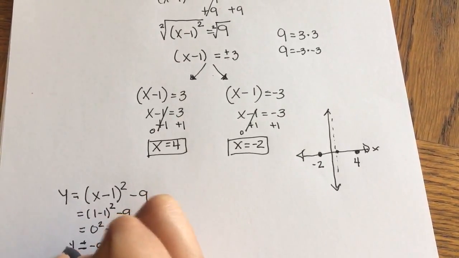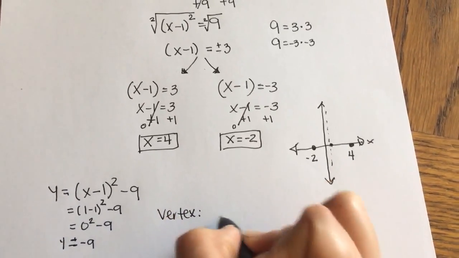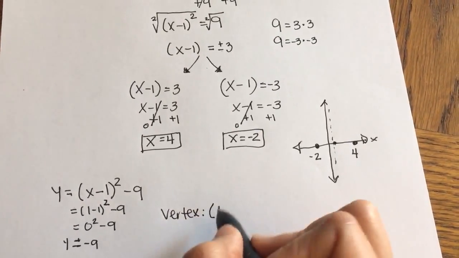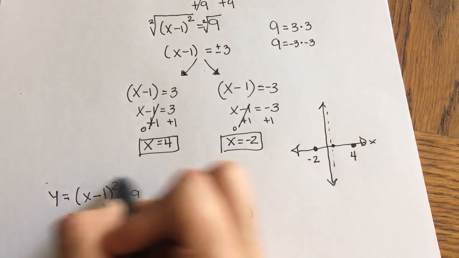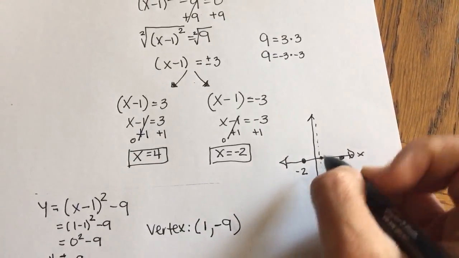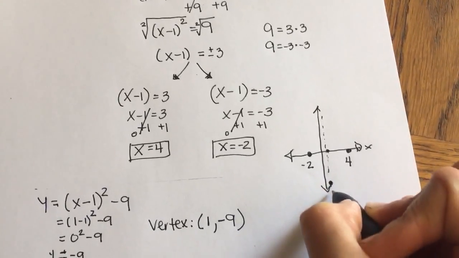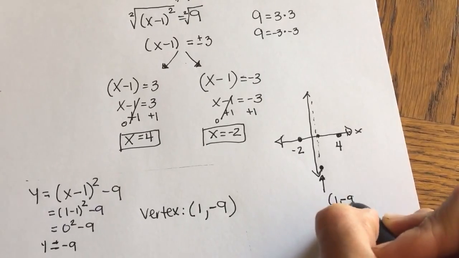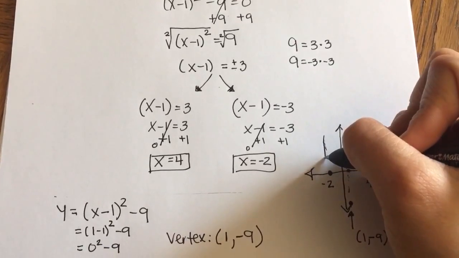So y equals -9, right? So vertex, if x is 1, then y is negative 9. And I know this is really more of a scratch work since we've done this in the past. But then imagine that negative 9 is maybe right here. So there's your point 1, negative 9. There you go. So then you'll have your parabola opening up.